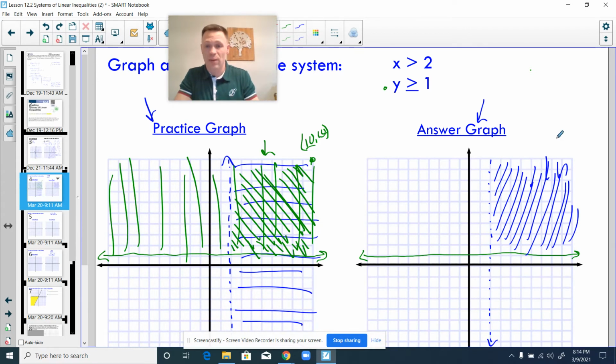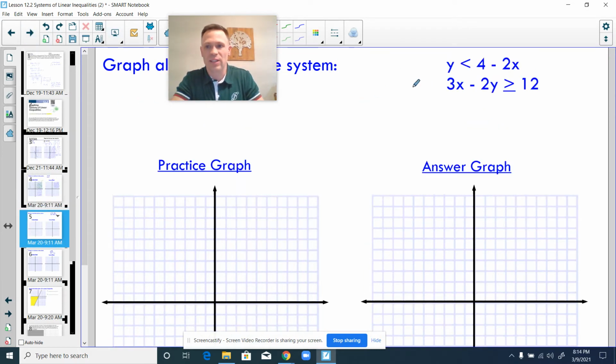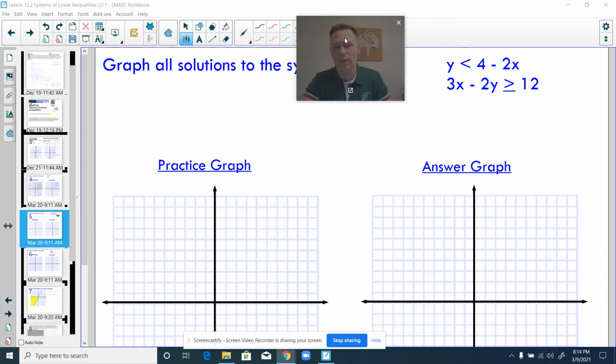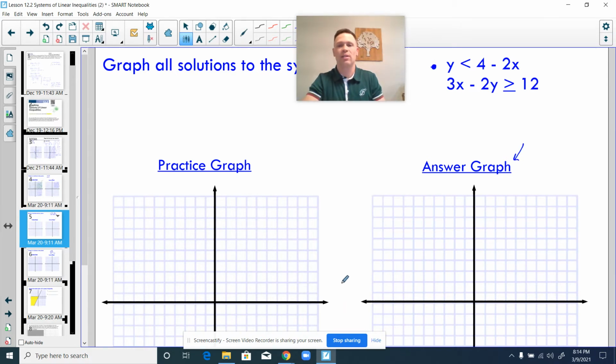In the next examples, I'm going to show you methods where you don't have to do that practice graph and answer graph, and kind of take notes on the graph as you go through it, okay? All right, next example, another system of inequalities. This one is a little bit more complicated because we have one that's in slope-intercept form, and we have one that is in standard form. So I'm going to go straight to the answer graph, and I'm going to take a little bit of notes on it and shade at the end.